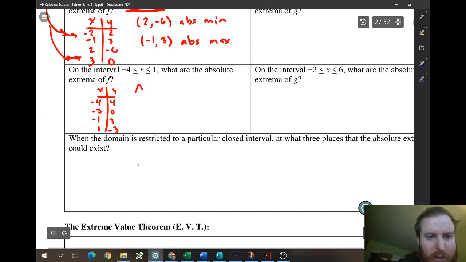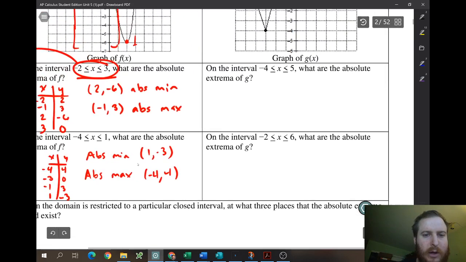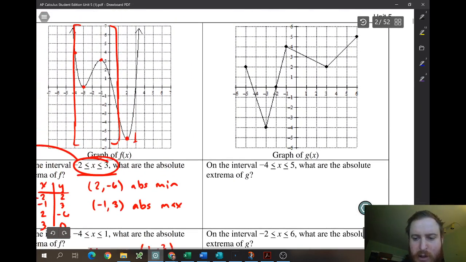So our critical points are at (-3, 0) and (-1, 3). So our absolute minimum will be at (1, -3), and our absolute maximum will be at (-4, 4). So they were actually at both of our endpoints, which is interesting. Okay, and we'll do the same thing over here for this guy.